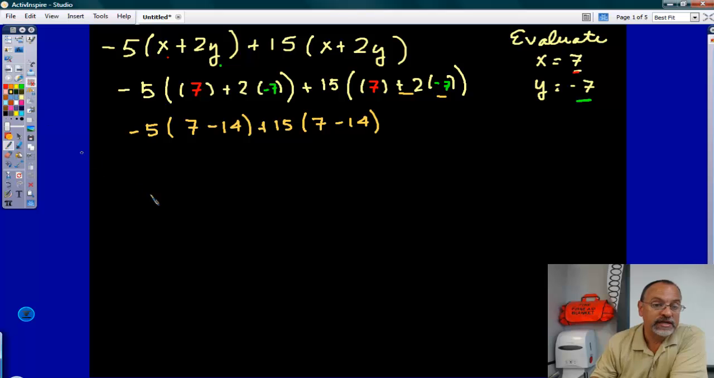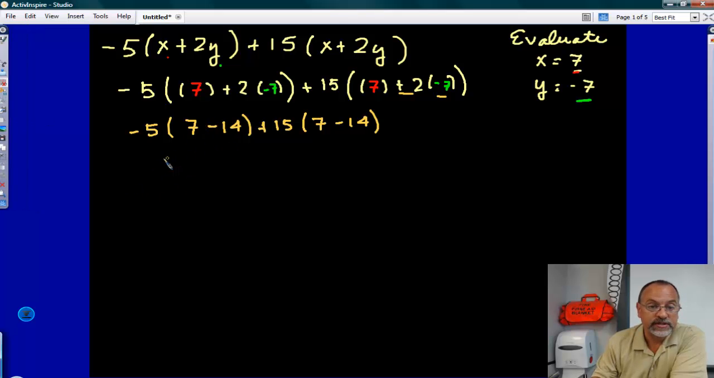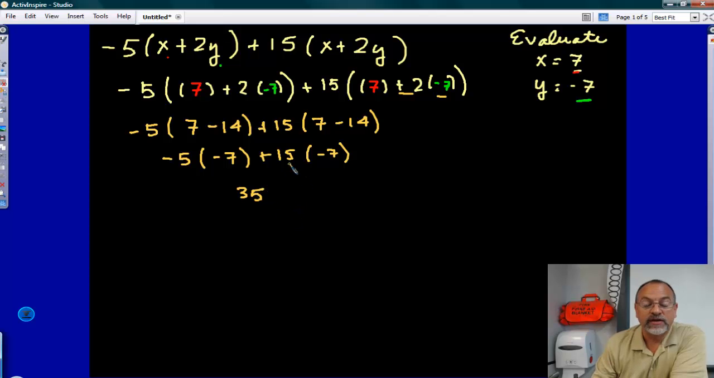Now I'm going to simplify inside here. So 7 minus 14 is -7, plus 15, and then 7 minus 14 here again is -7. Then I multiply these two numbers together. So a -5 times a -7 is a +35. Two negatives make a positive. And 15 times 7 here, a positive times a negative, so it's a -105.